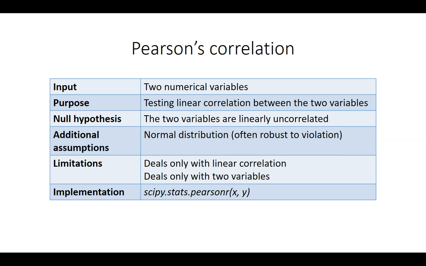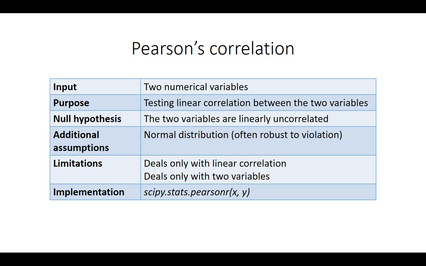And some additional important assumptions that this test makes is what is called normal distribution. Specifically, it assumes bivariate normal distribution. But again, there are many results that show that in reality it's quite robust to this assumption. So unless you have something which really, really strongly deviates from normal distribution, most of the time it should be all right. But there are some important limitations of this test.